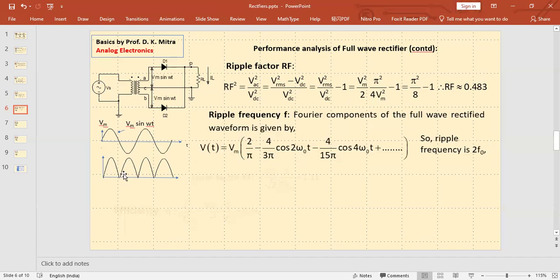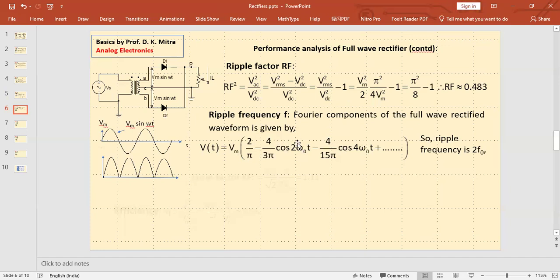This is a full wave waveform. If you find out its Fourier expansion, it becomes this, right? I do not want to deduce the Fourier expansion. That becomes a lengthy deduction.